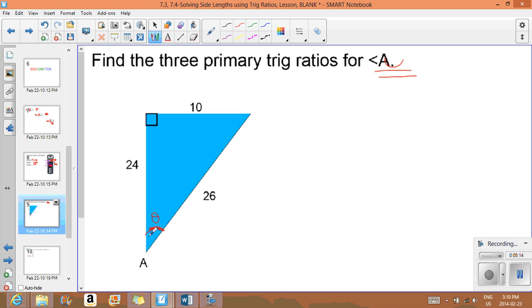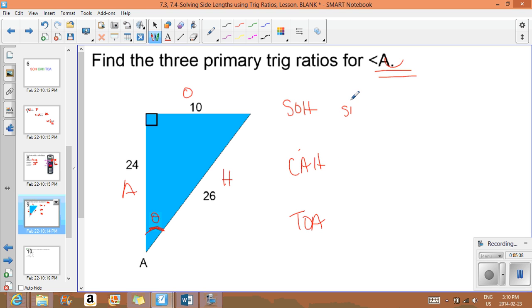So O is always opposite to the angle, H is always the longest, across from the right angle, the hypotenuse, and A is always the remaining one, or the adjacent, which is beside. So if we were to label the 3 primary trig ratios, this is your SO, your CA, and your TOA. So we're going to actually have to fill in those formulas that we wrote in the previous one.